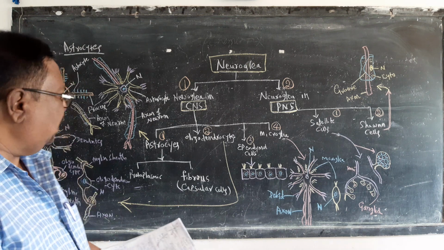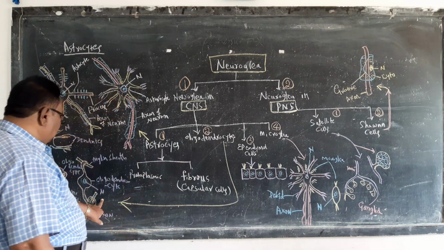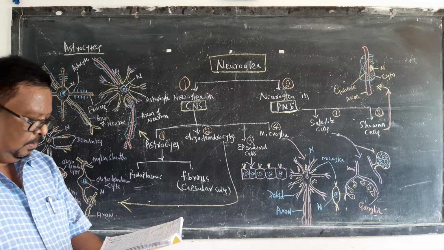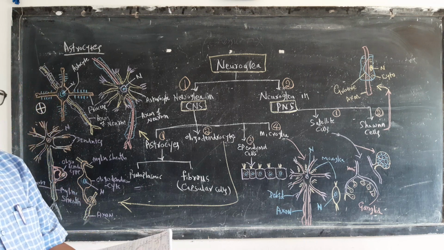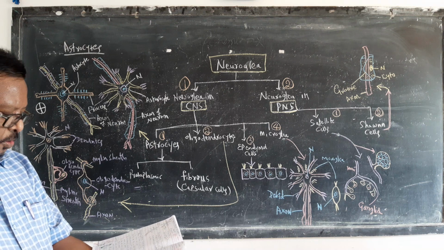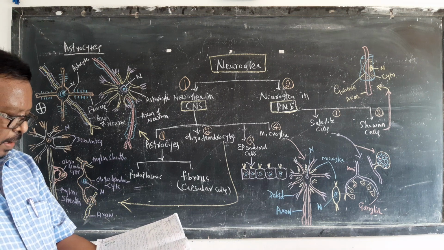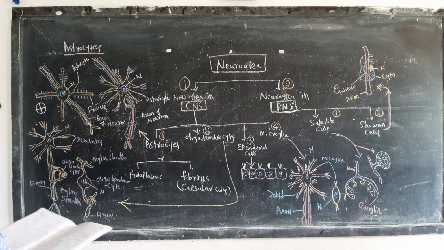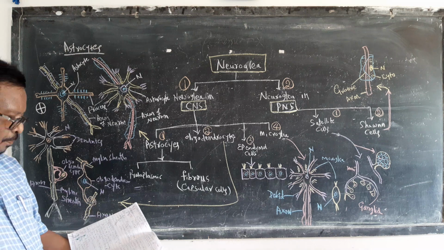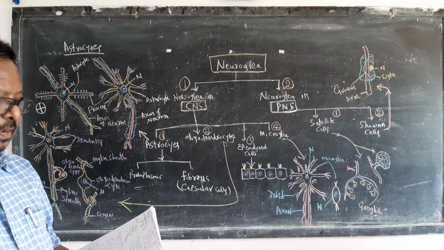Coming to the oligodendrocytes, the second one. These are pear-shaped cells with few processes. Oligo means scanty, so very few processes are present, and they are pear-shaped cells. They are present on the myelin sheath of the axons. They are present in the central nervous system.